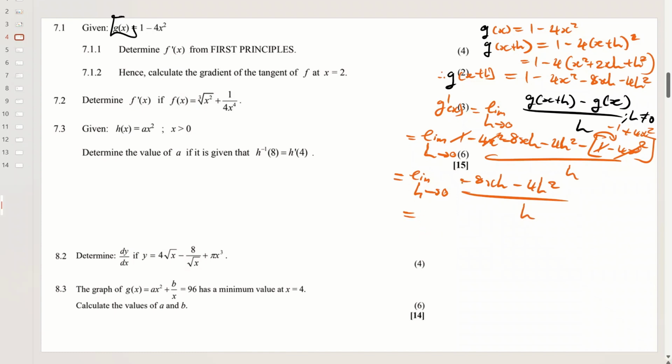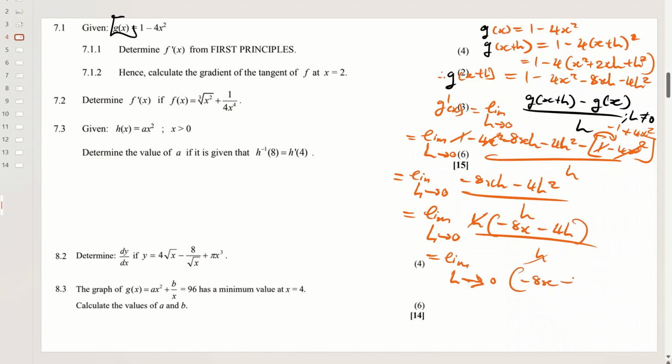So now you can see that h is common in the numerator. So h is your common factor, so that you can cancel it with the denominator. So 4h over h cancels. You'll have the limit as h approaches 0 of negative 8x minus 4h. So when you reach this stage, guys, you'll have to make the substitution, replacing h with 0.